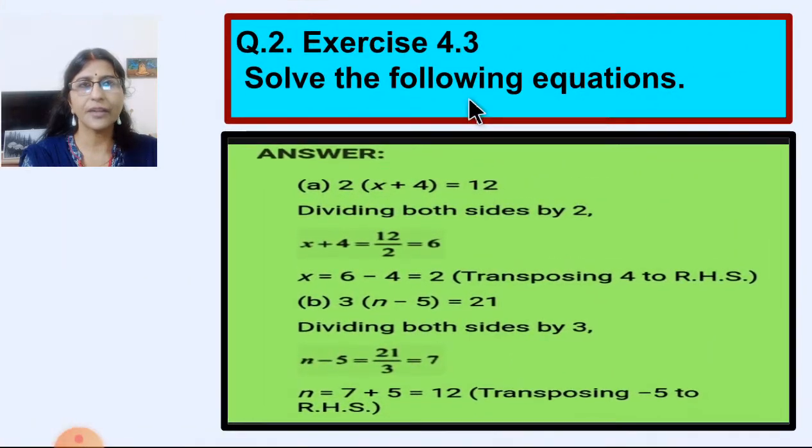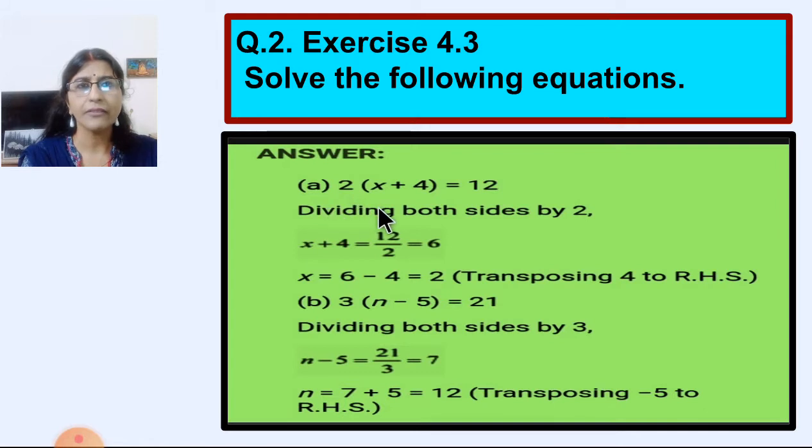Now next is from exercise 4.3 only, question number 2. Again there are 2 equations here. We will solve it. 2 into x plus 4 is equal to 12. This is a different kind of equation, so try to practice all different kinds of equations. Now here you can see x plus 4 is enclosed in a bracket and 2 is outside. That means 2 is multiplied by x also, and 2 is multiplied by 4 also. That's why it is outside the bracket.